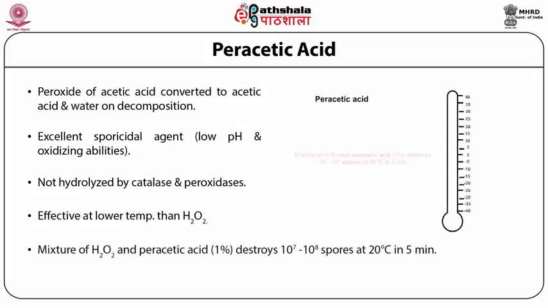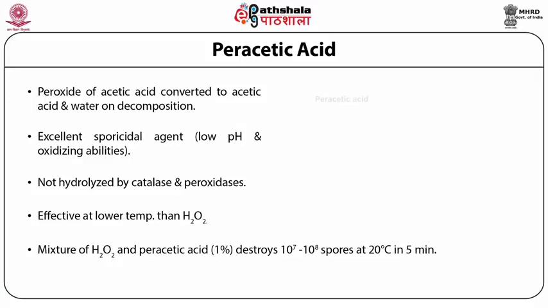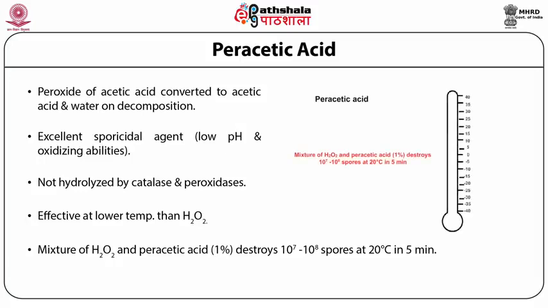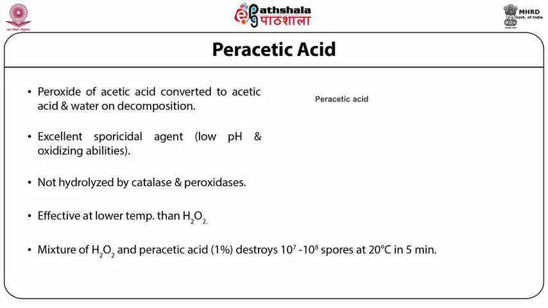The solution containing peracetic acid and hydrogen peroxide is effective against resistant bacterial spores even at 20 degrees Celsius. For example, a 1% solution will eliminate 10^7 to 10^8 resistant spores in 5 minutes at 20 degrees Celsius. The minimum usable temperature is 40 degrees Celsius when the sterilization times are about 5 times shorter.